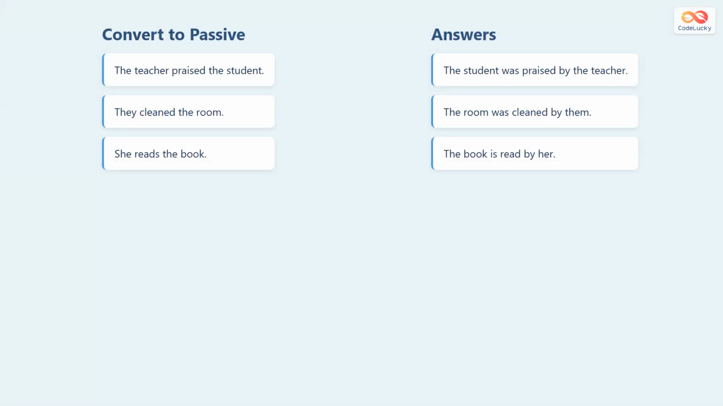Let's practice converting active to passive voice. The teacher praised the student becomes the student was praised by the teacher. They cleaned the room becomes the room was cleaned by them. She reads the book becomes the book is read by her.